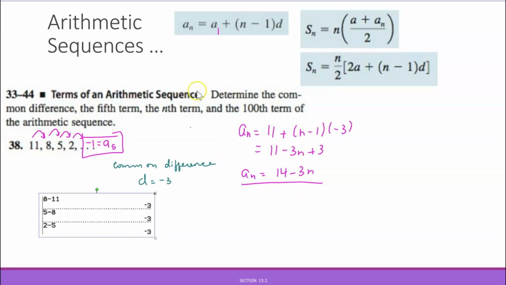There's our nth term. Now to do the 100th term, all they want us to do is plug in 100 for n. All right, 14 minus 3 times 100 is going to be negative 286.